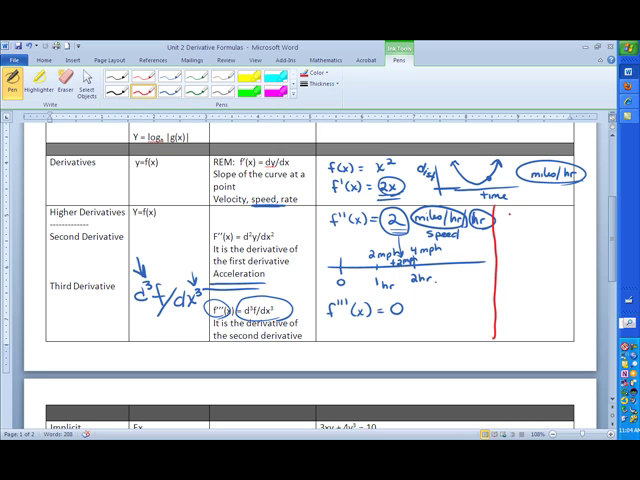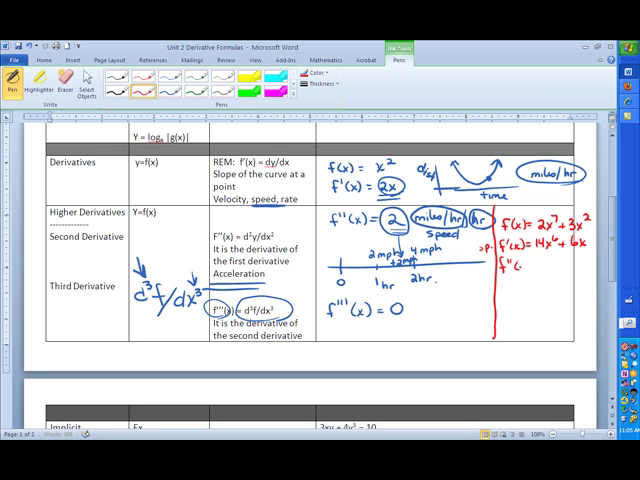So let's do just one other example so that you can see it's not always a constant. What if we started with f of x equals 2x to the 7th plus 3x squared? So the first derivative, we multiply by 7, so it would be 14x to the 6th plus 6x. That's the first derivative. That represents the speed.